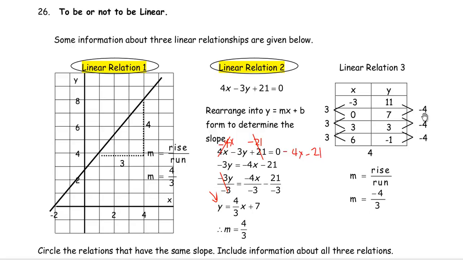From 11 to 7 it's going down 4, 7 to 3 it's going down 4, and 3 to negative 1 is going down 4. You could also say 7 minus 11 is negative 4, 3 minus 7 is negative 4, etc. So the slope or rate is this over this, so it's negative 4 over 3. That's not the same as the first two. The first two had a slope of 4/3, not negative 4/3. So that's why linear relation 1 and 2 are the two that have the same slope for question number 26.